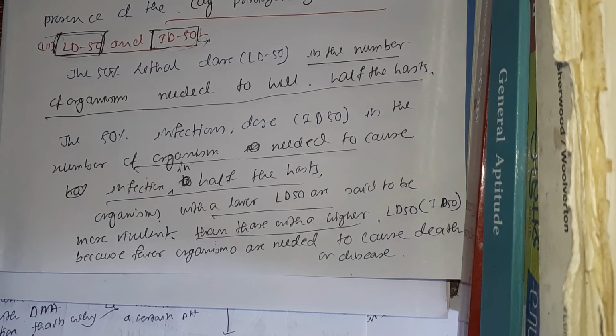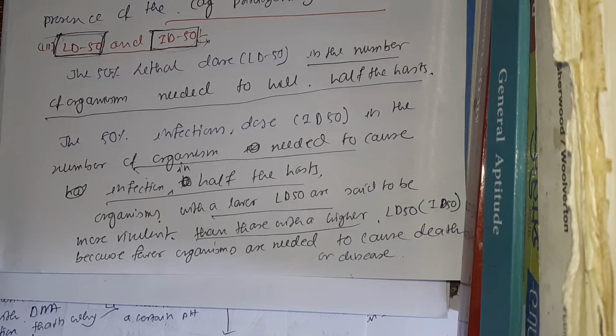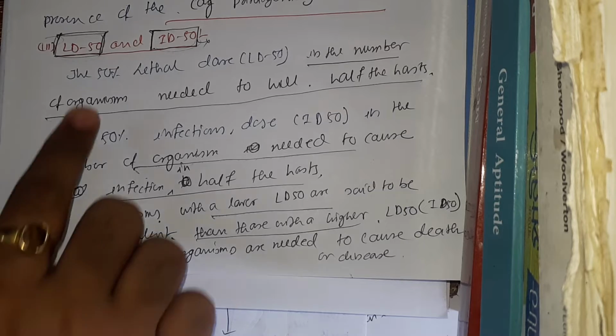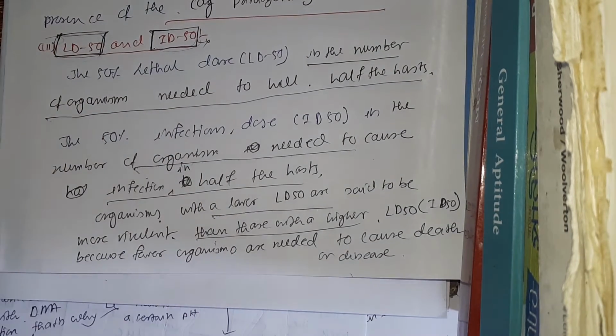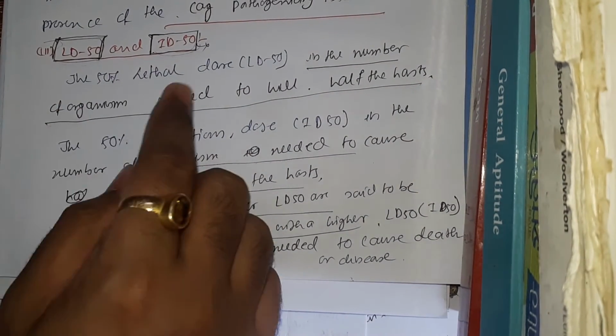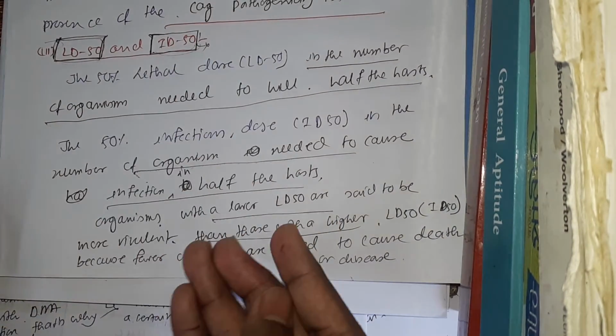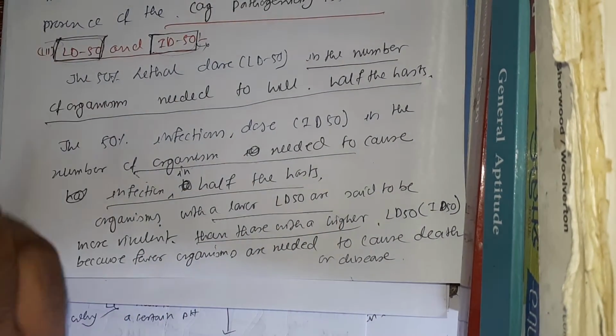So in this video lecture we are going to talk about two important terms, LD-50 and ID-50. So what are they? LD-50 is the full form of lethal dose 50, and ID-50 is the infectious dose 50. So what is LD-50?